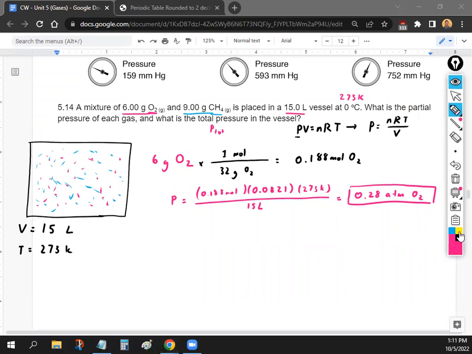So I'm not going to go through all of the calculations. I'm just going to give you the partial pressure for methane, and you should get something around 0.84 atmospheres. Okay. It's the exact same thing. The only difference is your N value will be different because obviously you have a different molar mass and a different mass. Okay, so if you want to find the P total, you just need to add those up, and you should get 1.12. And that's the total pressure.